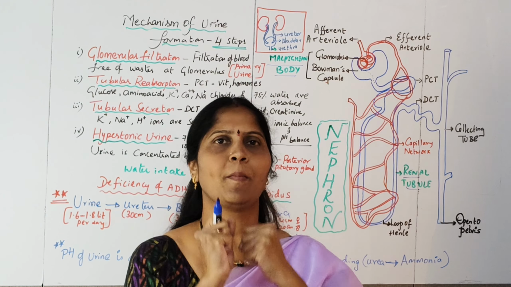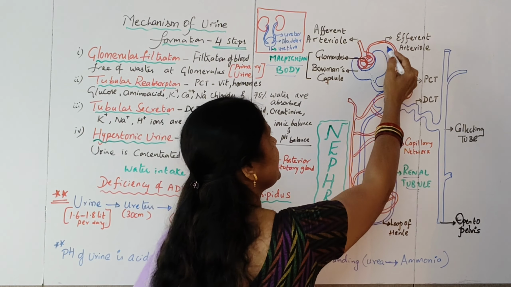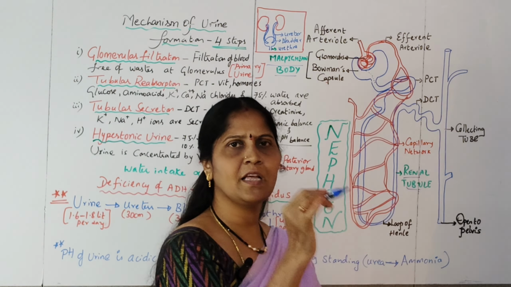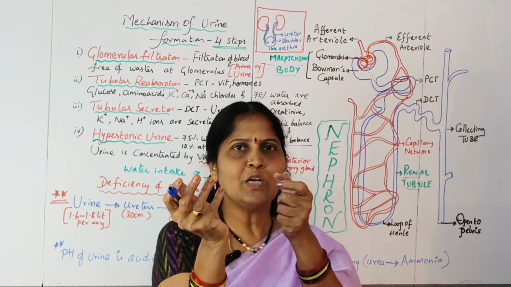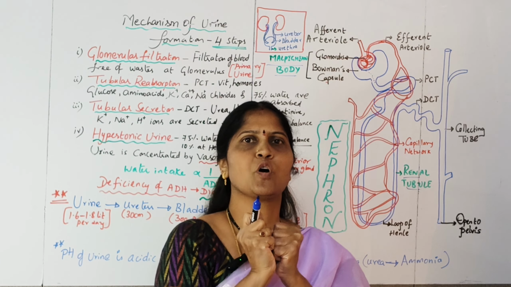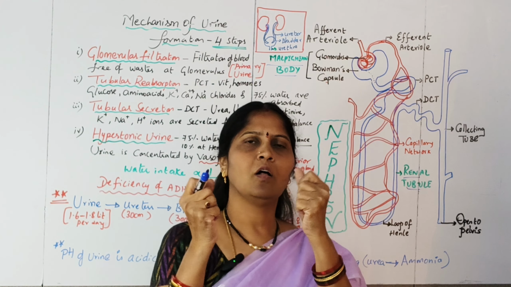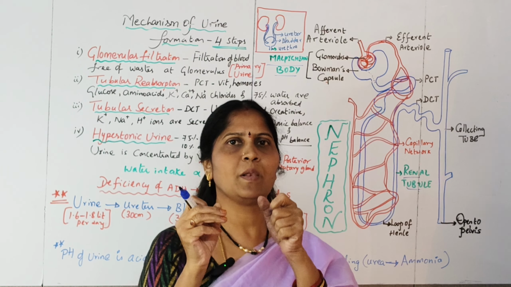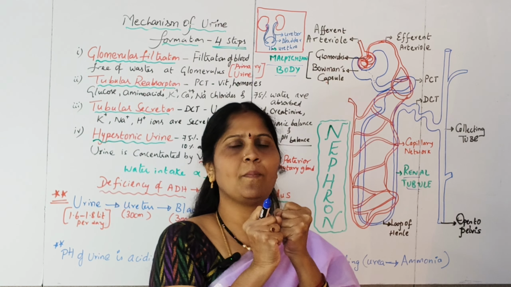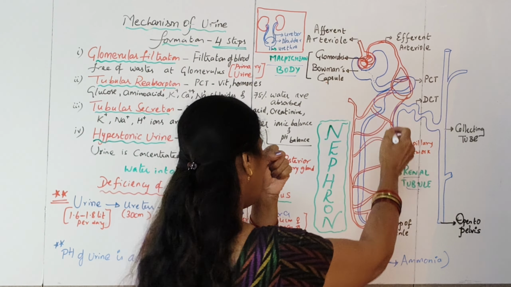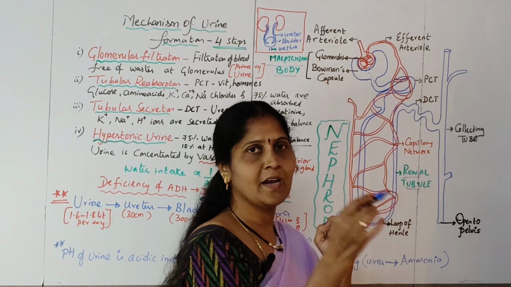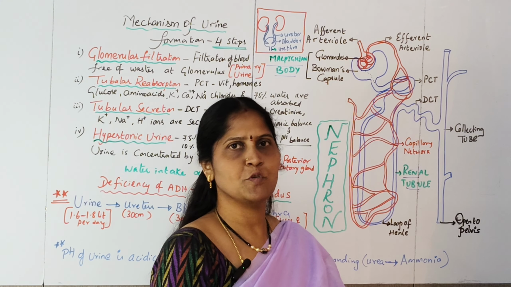Where will they be absorbed back is a question. You can see the peritubular capillary network which is running throughout the nephron. So into the blood again they will be reabsorbed. That is what is called tubular reabsorption. So near the PCT, all the molecules which are important along with the water will be reabsorbed into the blood, into the peritubular capillary network which is running there. They will all be reabsorbed.